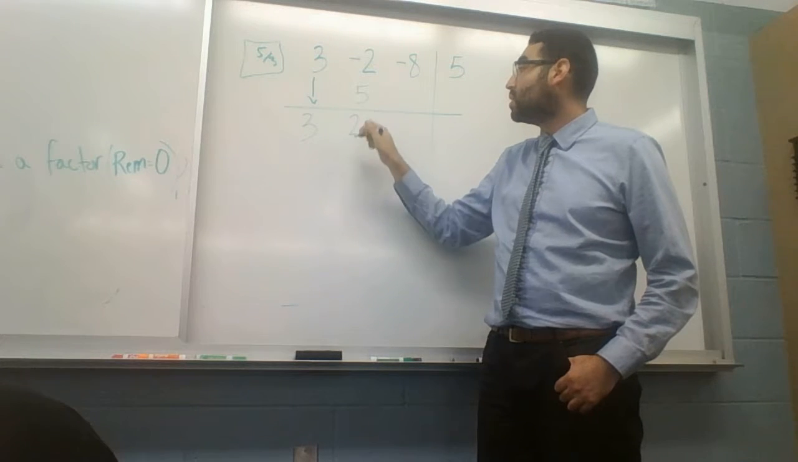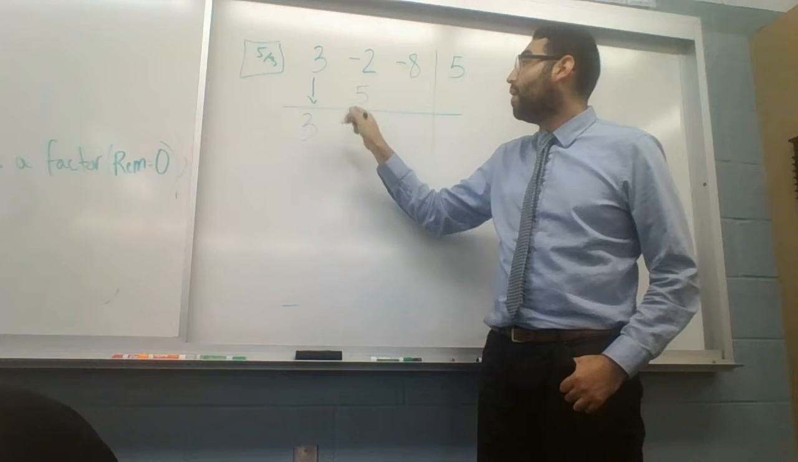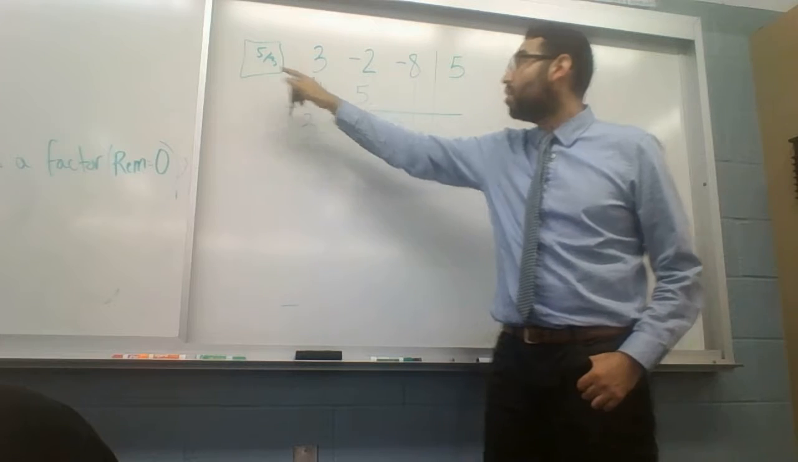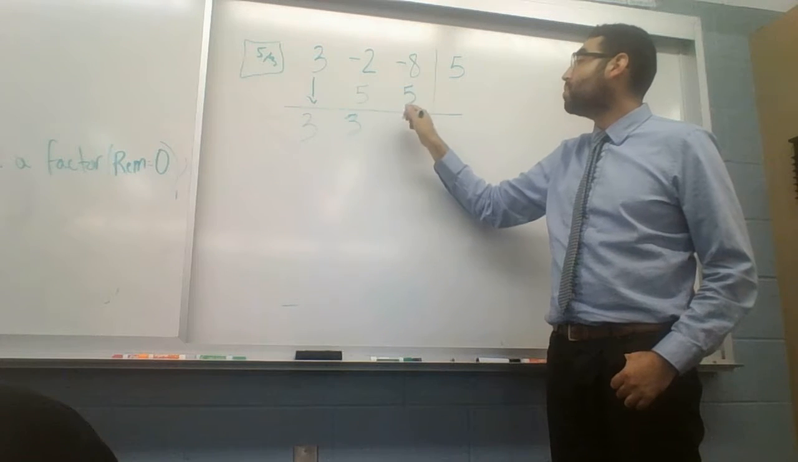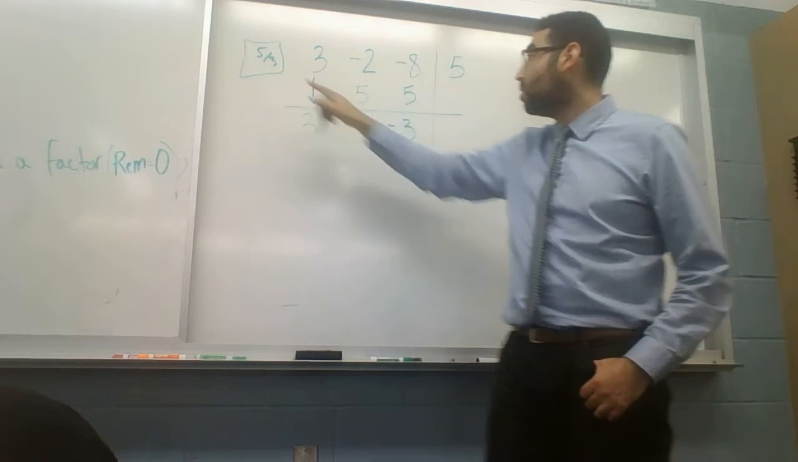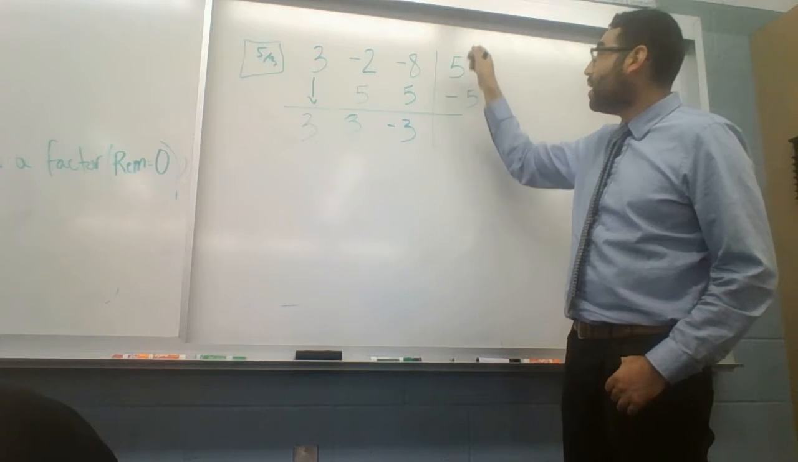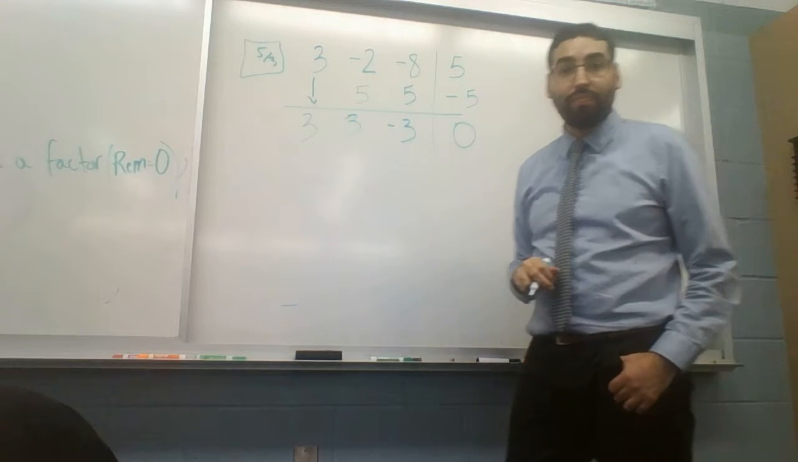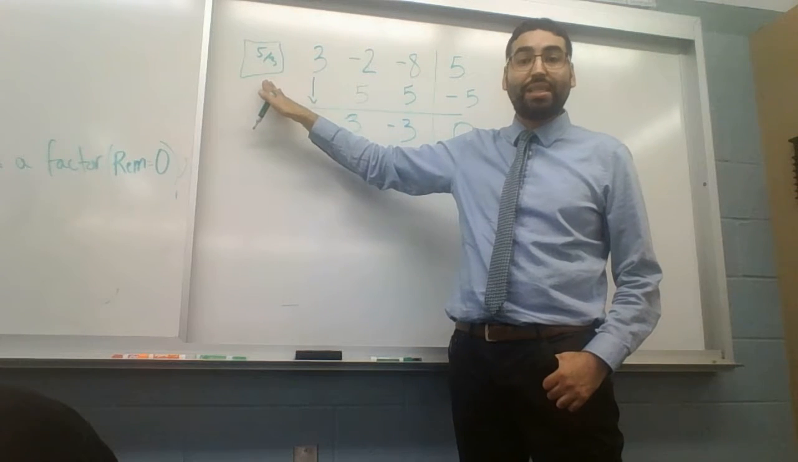Add that up, that's going to give me 3, not 2. And then the 3's cancel out with the denominator there, so I end up with 5 again. Negative 8 plus 5 is negative 3. The 3's cancel out again, so I end up with negative 5. Now I add these up and I get 0. So now we know that 5/3 is a 0.